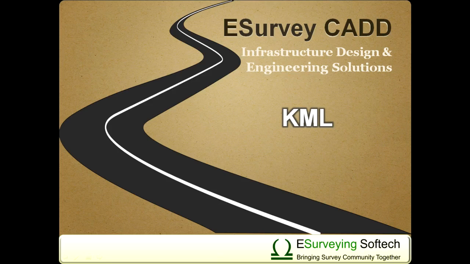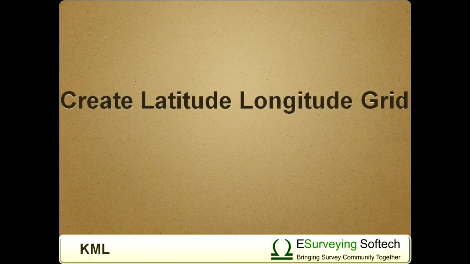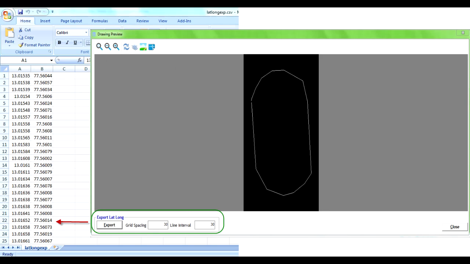Create Latitude Longitude Grid. Welcome to this help video on creating a Lat Long Grid from a KML file. You will learn how to create a CSV file having latitude longitude values depending on a KML file, which can be further used for extracting elevation from Google Earth.